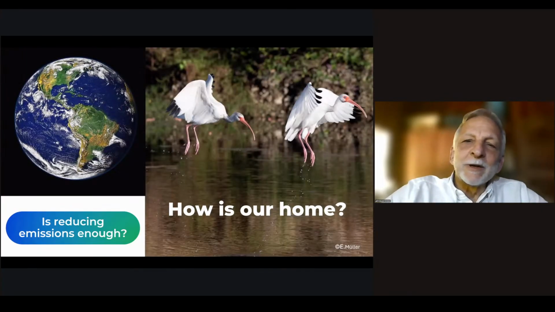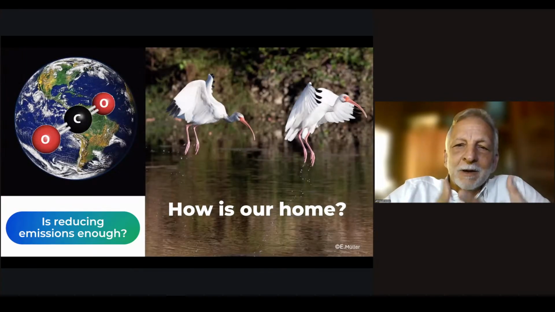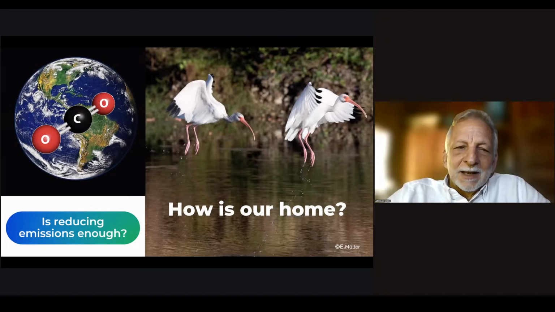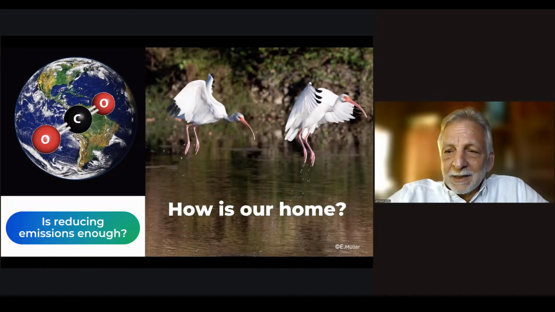So I just want to do a very quick overview of how we are. How is our home? Our home being our Mother Earth, our planet. And if we talk about CO2 as a culprit, what if I told you CO2 is our best ally, our best friend right now to revert planetary collapse? These are the challenges we have to start dealing with.